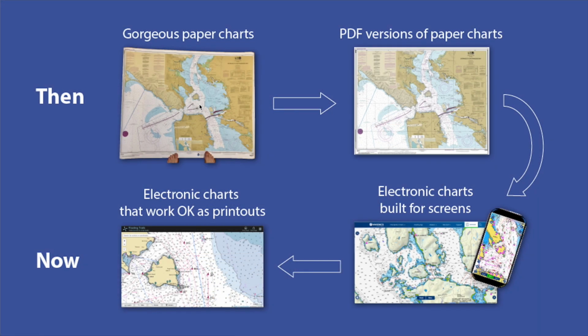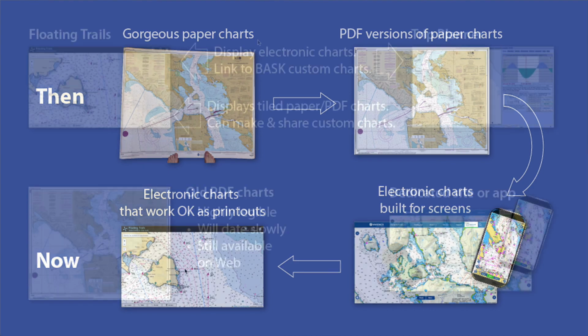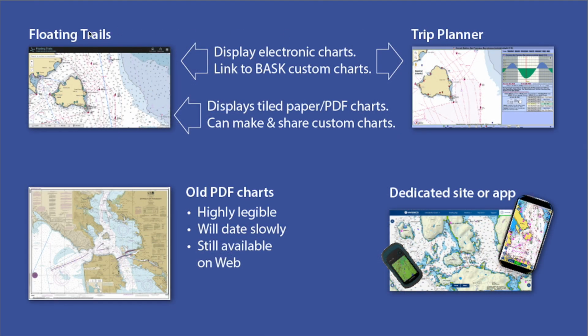To summarize, originally, nautical charts were printed sheets with PDFs added later. Then, NOAA created its electronic charts. The first generation of those were designed for screens, but NOAA has since added printout-friendly versions. As a source for charts, Floating Trails and the Trip Planner are convenient. Floating Trails also has a map layer for the old PDF charts, and it lets you make and share custom charts. There are also plenty of dedicated chart viewer and chart plotter apps and sites, which are particularly useful for your mobile devices or for when you leave the Bay Area. Finally, although NOAA no longer updates the old PDF charts, they remain available.